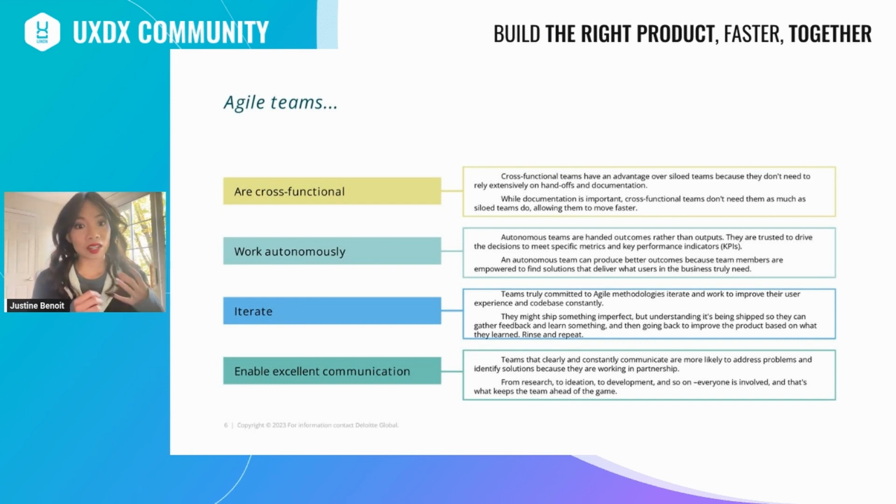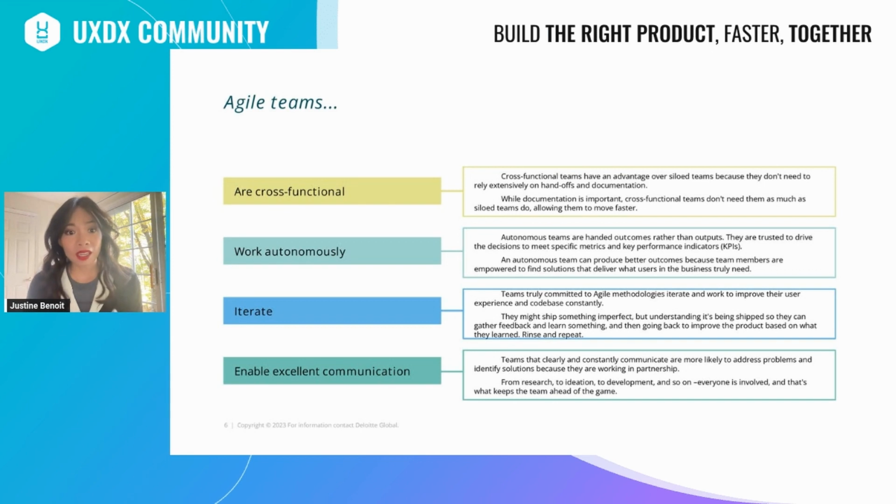And the next is agile teams iterate. So teams that are truly committed to agile methodologies iterate and work to improve their user experience and code base constantly. So at first, they might ship something that is not perfect, it's going to be flawed, but the team collectively understands that they are bringing something out there so they can gather feedback, engage with the community, with the users, learn something from that, and then go back and lean in together to improve the product based on the things that they've learned. And you rinse and repeat.